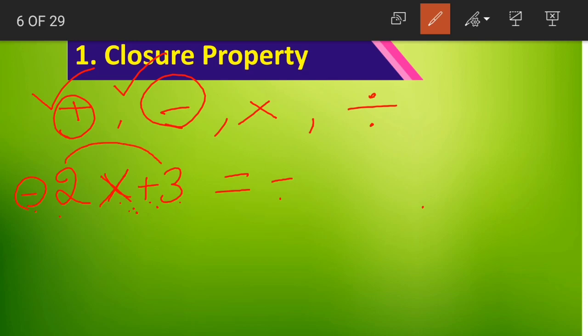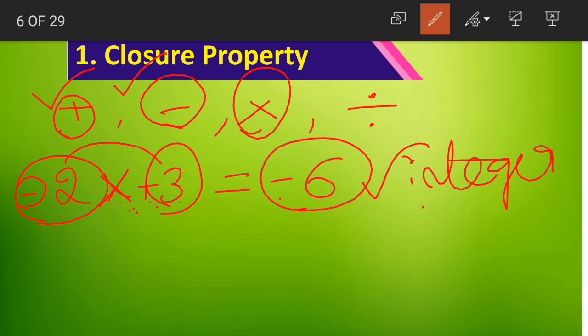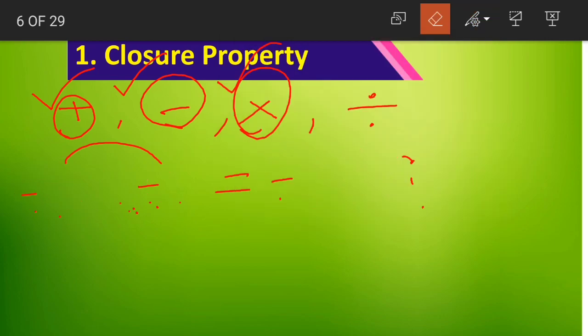And coming to the absolute values, 2 3s are 6. So when we are multiplying two integers, minus 2 and 3 together, the answer we got is minus 6, which is also an integer. Isn't it? The answer is also an integer. So multiplication of integers also satisfies the closure property.